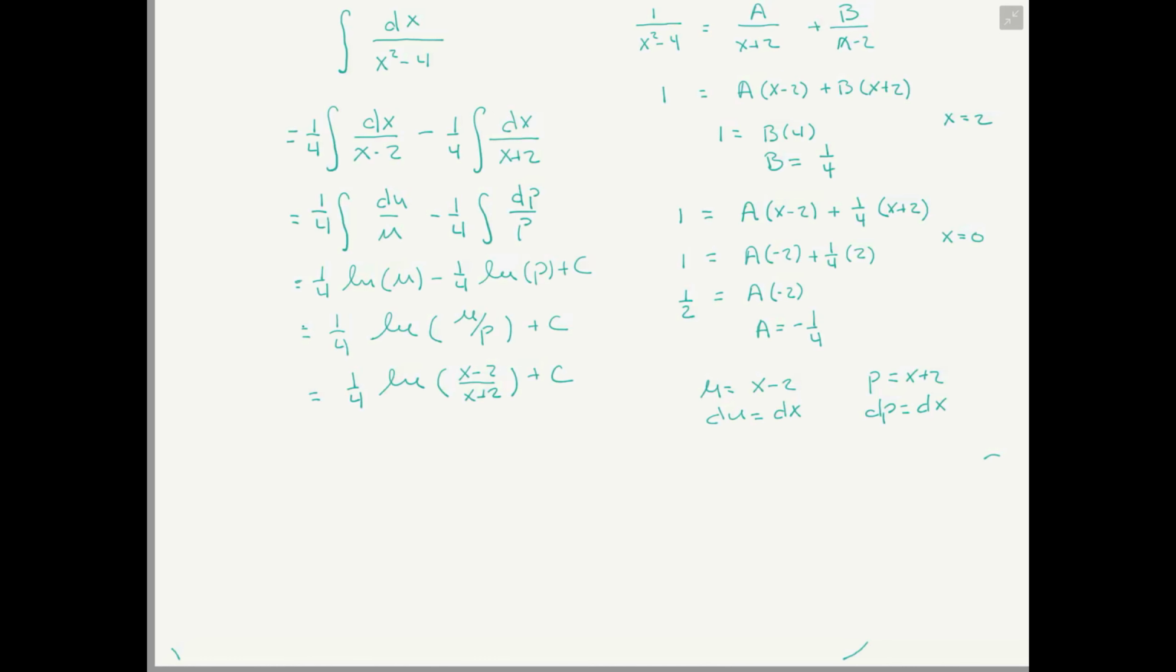ln, and we plug in our values, x minus 2 over x plus 2 plus c, and then we can do other things. We could leave it this way. I think in my final solution I left it this way.